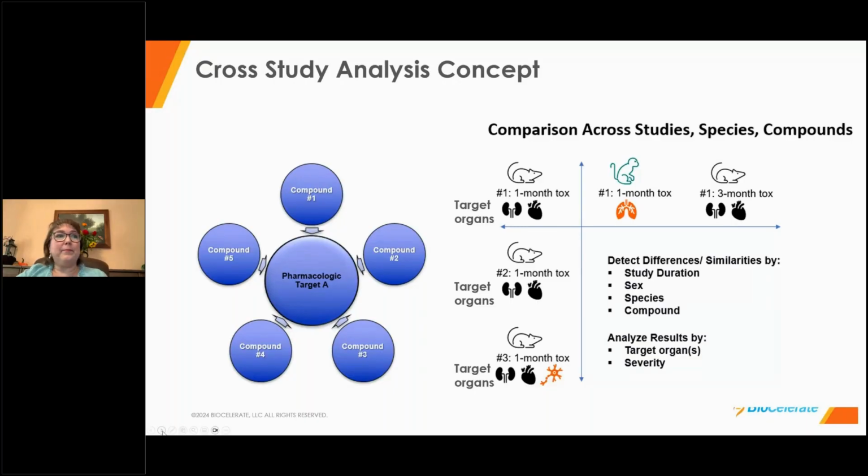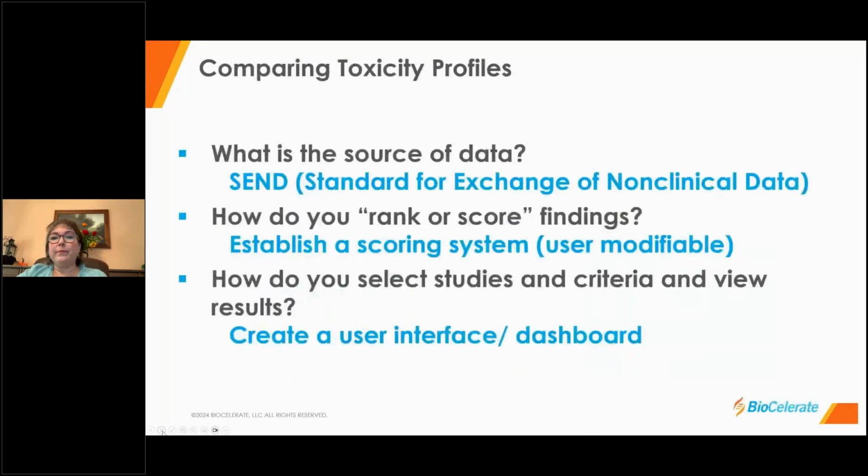Next slide, please. All right, so what are the key pieces that we need to be able to do this? So the first is we need a source of data, of standardized study data. So again, SEND allows us that opportunity. So SEND, the Standard for Exchange of Nonclinical Data, has really been the key in being able to do these type of projects and look at these analyses.